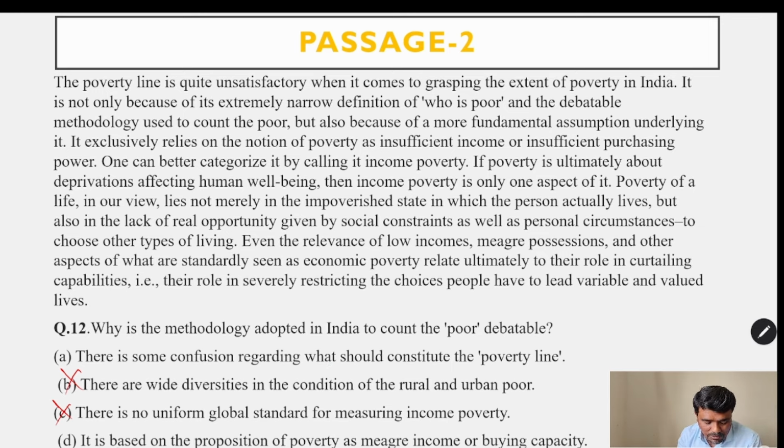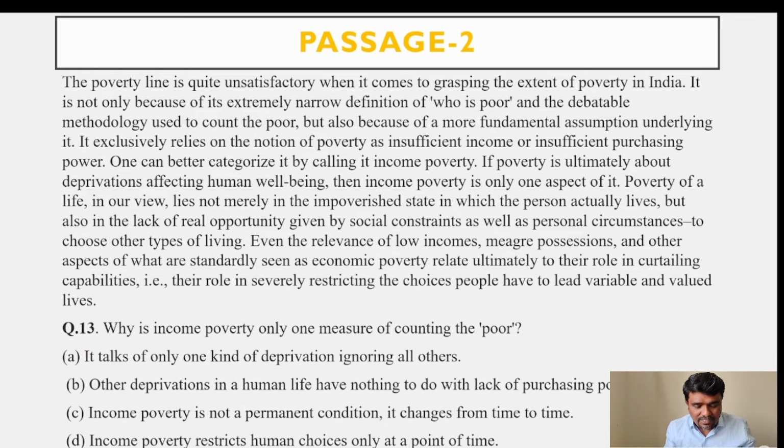And let me see the D option. It is based on the proportion of poverty as meager income or buying capacity. I said this is the main idea of the passage. Why is it criticizing the poverty line concept? As per the passage, if you define the poor based simply on income, on the proportion of poverty as meager income or buying capacity, that is not fair. That is the idea of the passage. There are various factors which define poverty, and those factors also need to be included. So D is a very reasonable option compared to A. D is the answer.